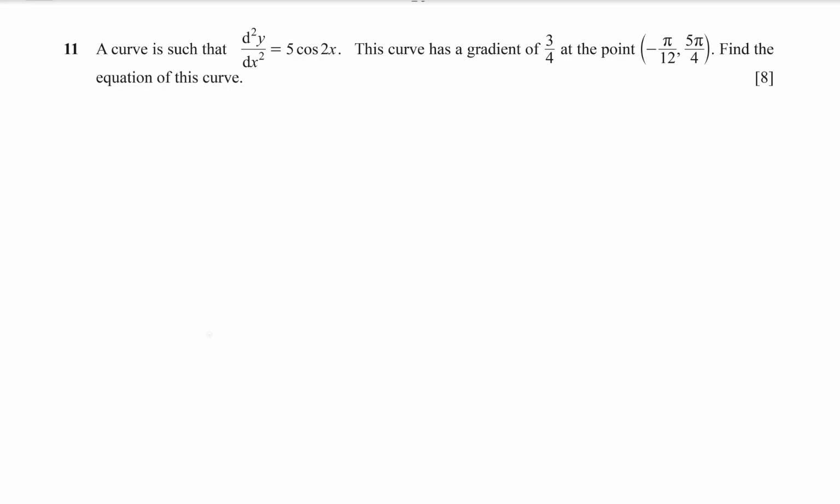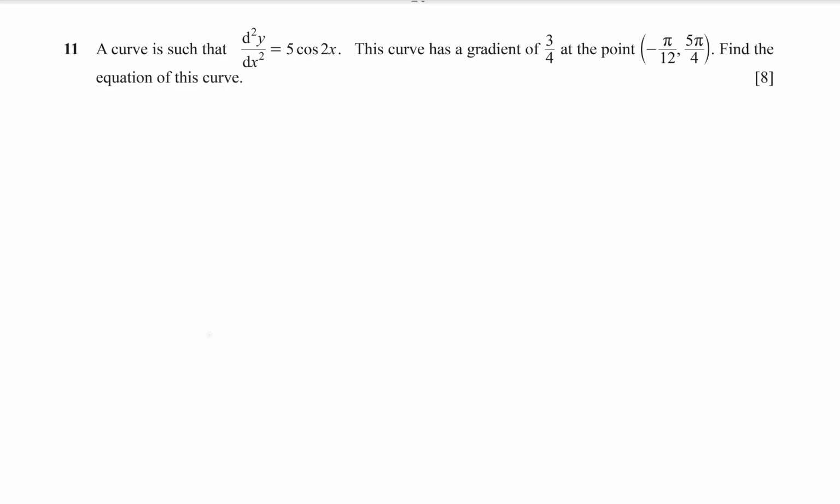Since we are trying to find the equation of this curve, we are going to integrate. When you integrate the left side, what do we get, Amrita? When you integrate d squared y by dx squared, you will get dy by dx. Now, the right side, you will get the integral of 5 cos 2x and a constant. That's correct. Let me write this one down, Amrita.